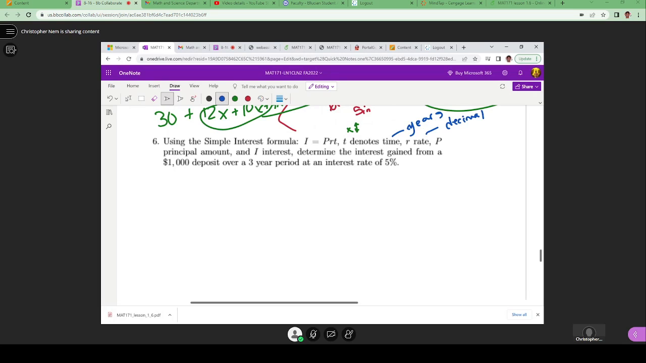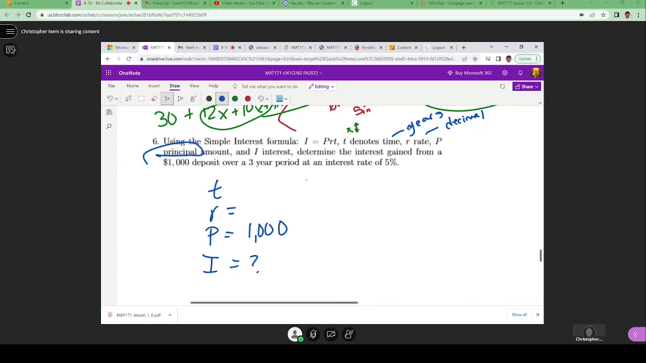Determine an interest gain from a $1,000 deposit over a 3-year period at an interest rate of 5%. So let's just write these values out. T, R, P, I. We don't know what I is. We don't know how much interest we made. I know the percent interest, but I don't know how much money I made from that interest. P, that's your principal amount, principal. And when I say principal, it's spelled like this. So this is $1,000. That's the money you start off with.